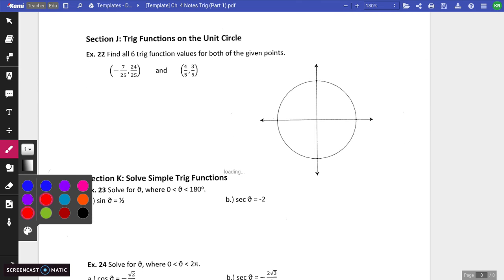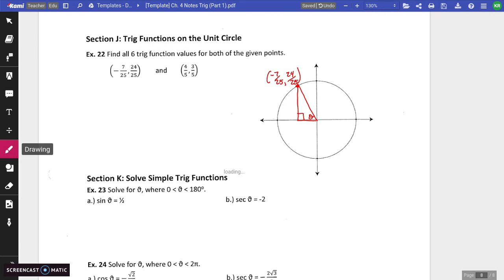Okay, so keeping in mind the conversation we just had about the ordered pairs. If we look at this first point, negative 7/25 and 24/25. So let's say that point is about right there. So negative 7/25 and 24/25. If you drop a perpendicular, then you have that angle theta. Okay, so the question is find all 6 trig functions.